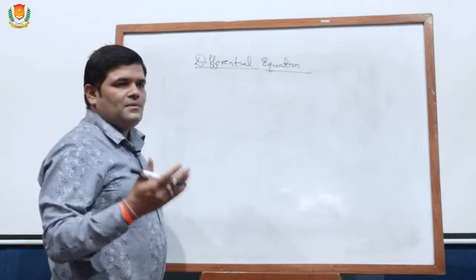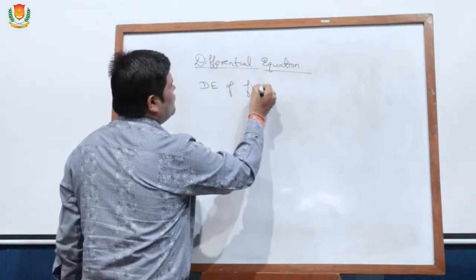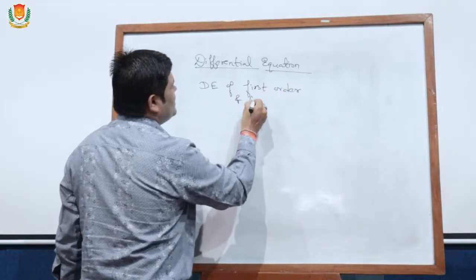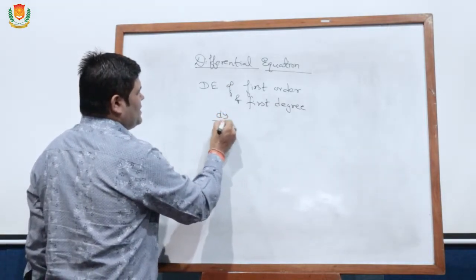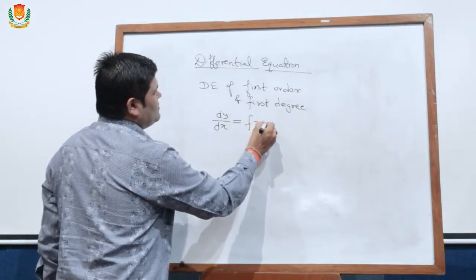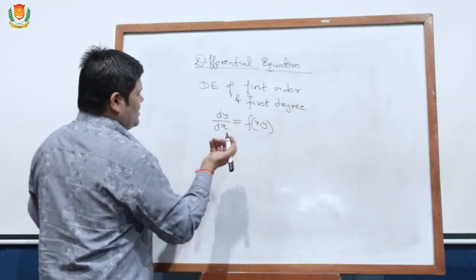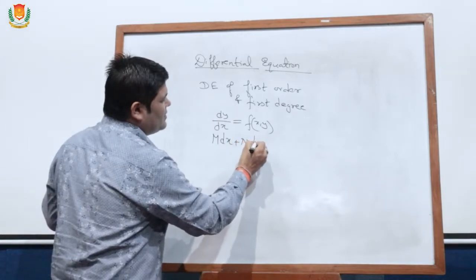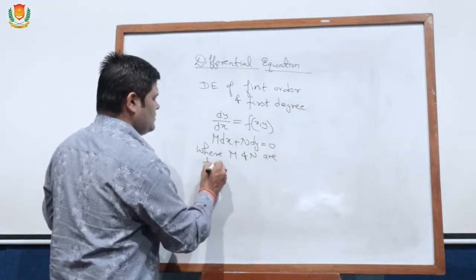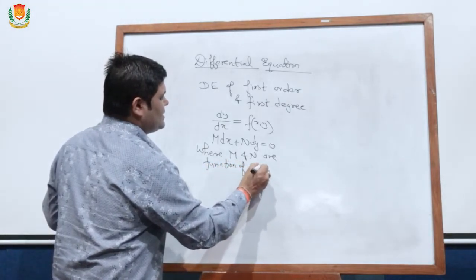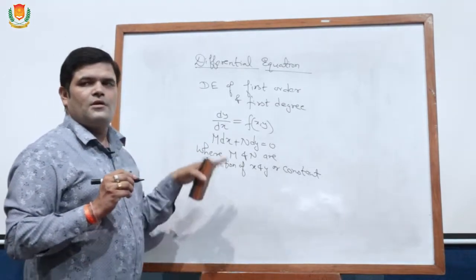Now we start differential equations of first order and first degree. A first order and first degree differential equation is of this type: dy by dx equals a function of x and y. That means the derivative involved is of first order and first degree. It can also be of this kind: m dx plus n dy equals 0, where m and n are functions of x and y, or constants, friends. This is a differential equation of first degree and first order.